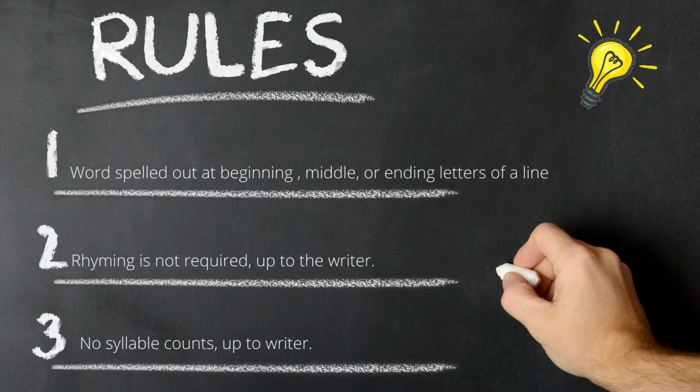What are some rules that you should follow when writing an acrostic poem? The number one rule of an acrostic poem is that the topic word must be spelled out among the beginning, middle, or ending letters of the lines of a poem. An acrostic poem does not have to rhyme, but it can, based upon the writer's decision. It also doesn't have to follow a specific syllable count. Again, the decision to do so is up to the writer.